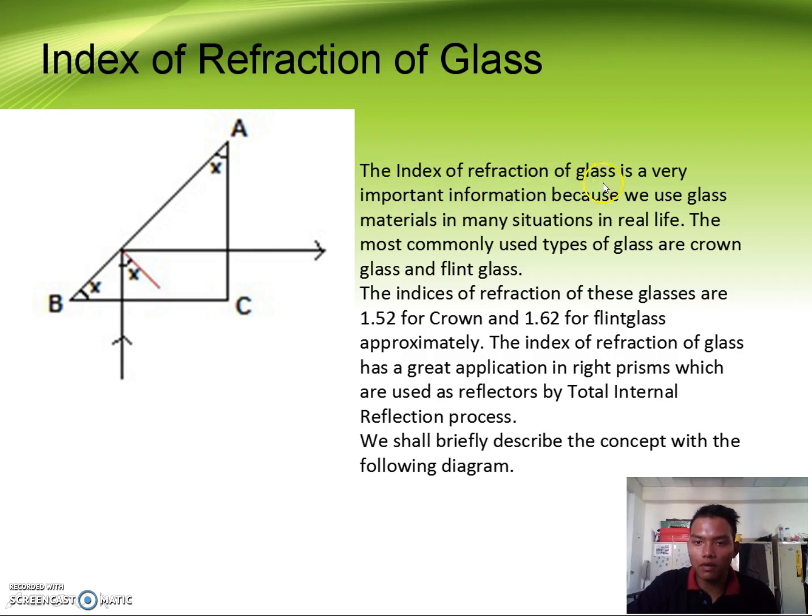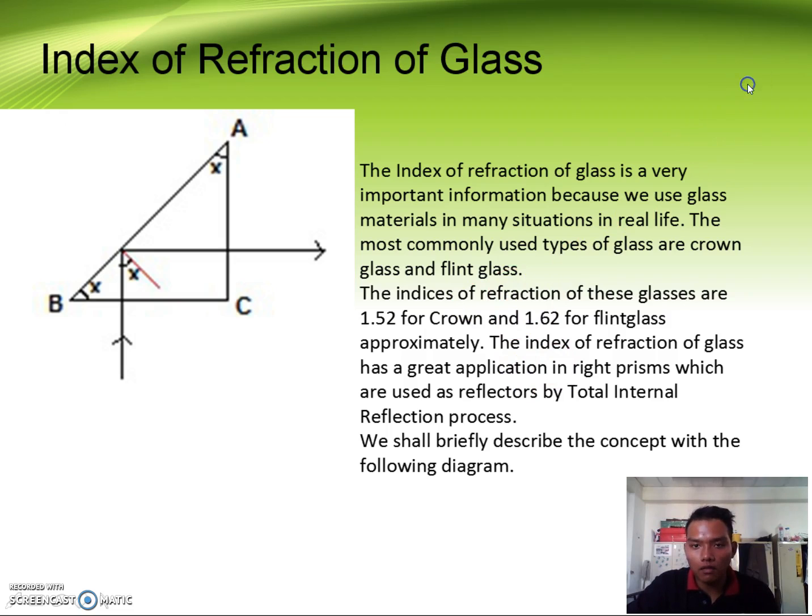Next, the index of refraction of glass. The index of refraction of glass is very important information because we use glass materials in many situations in real life. The most commonly used types of glass are crown glass and flint glass. These are the two most popular types we use.